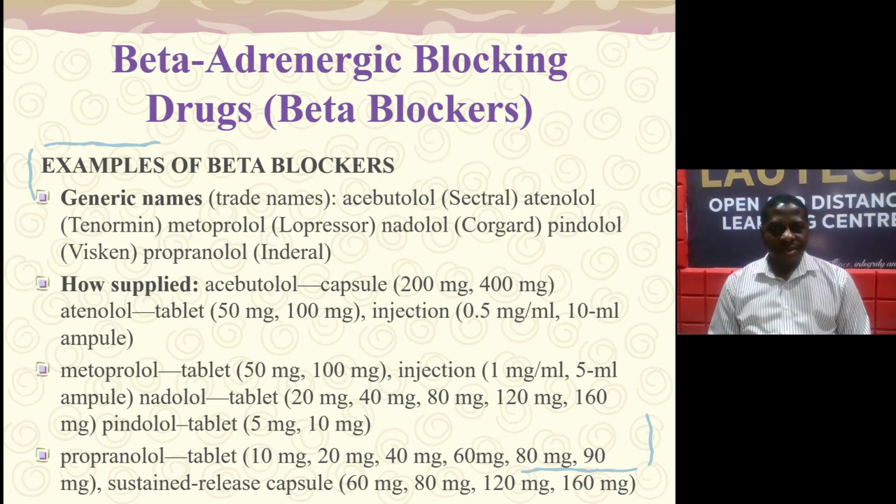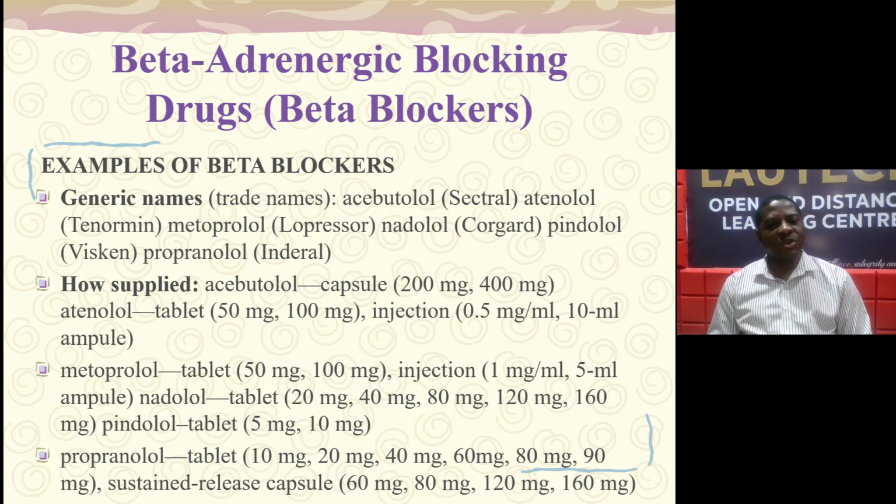Under this, the generic name is acebutolol, and the trade name is Sectral. Then we have atenolol, and the trade name is Tenormin. Then metoprolol, and the trade name is Lopressor. Then nadolol, and the trade name is Corgard. Then pindolol, and the trade name is Visken, and propranolol, which is one of the commonest, is Inderal. This one has equally been in existence for some time.